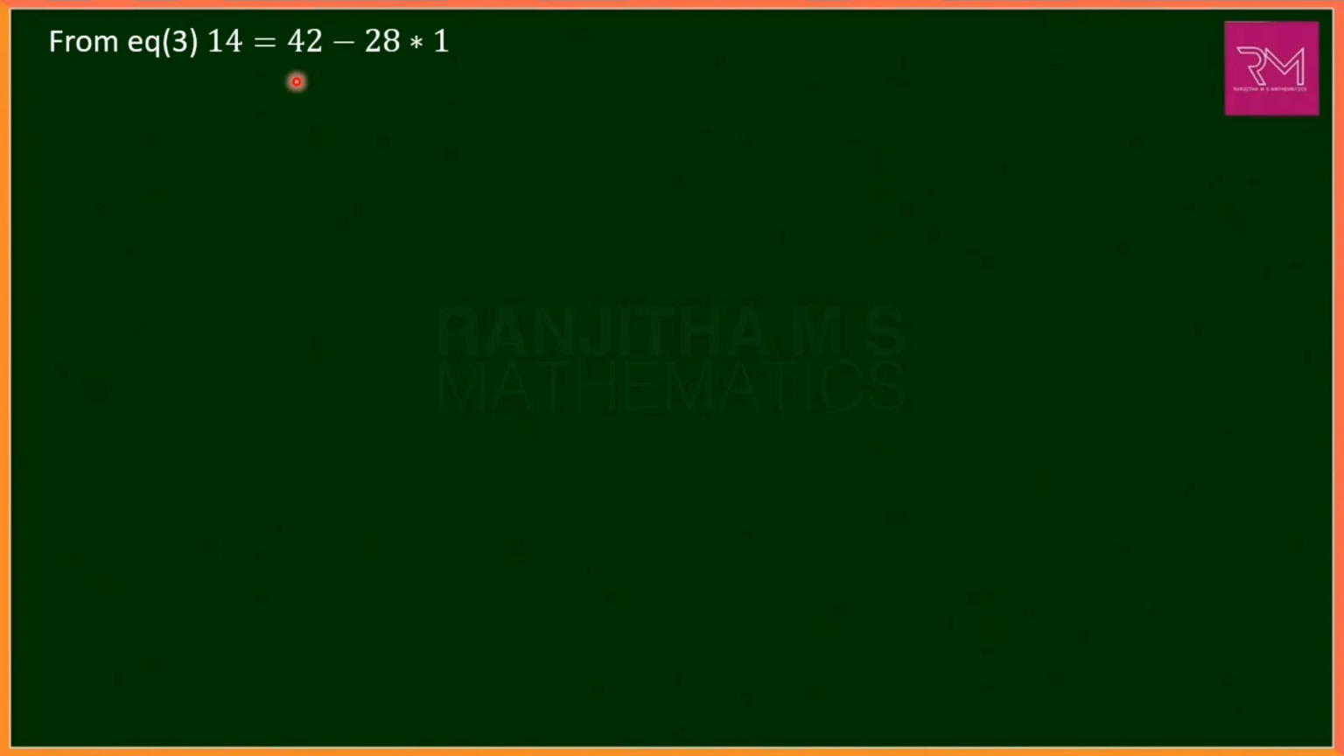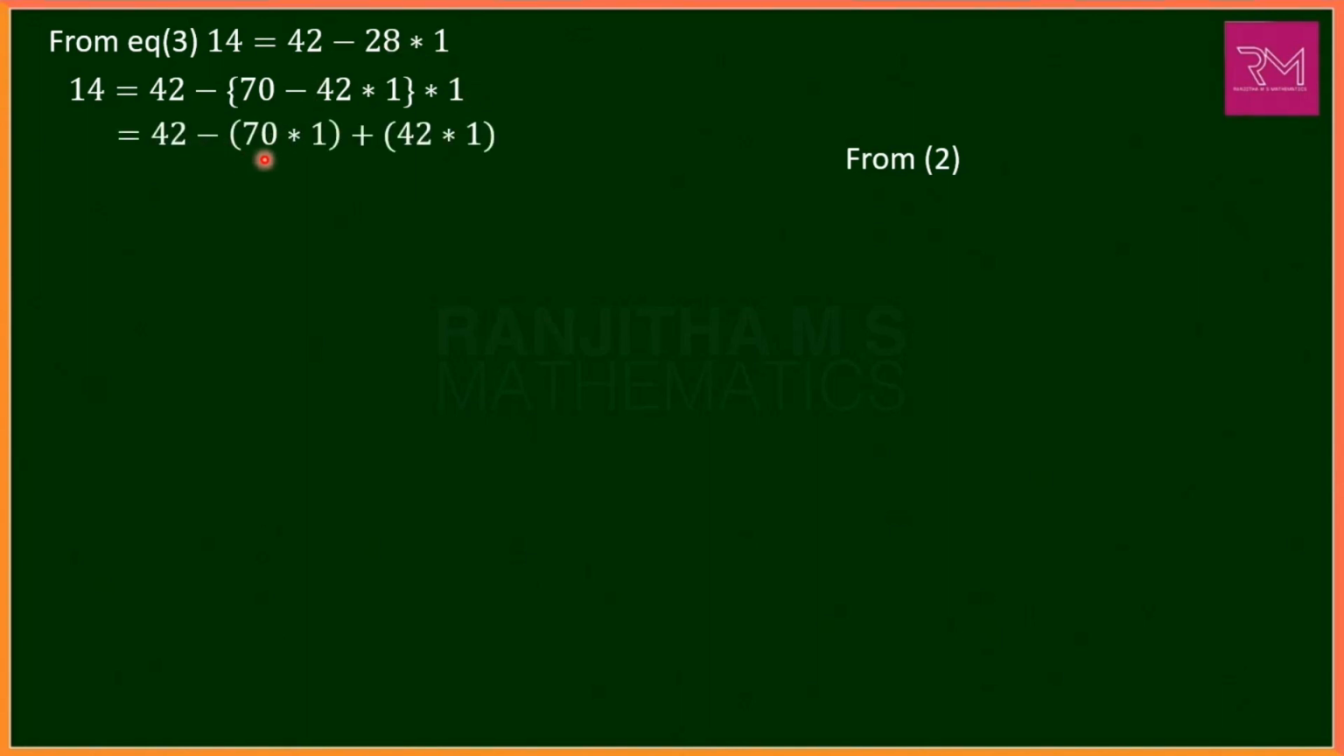From equation 3 we get 14 = 42 − 28 × 1. Next step, substituting from equation number 2, the 28 value we have to substitute, we get 14 = 42 − (70 − 42 × 1) × 1. Multiply 1 inside the bracket, we get 42 − 70 × 1. Minus times minus is plus, 42 × 1. Here we have 42 × 1 plus 42 × 1, we get 42 × 2 − 70 × 1 as it is.